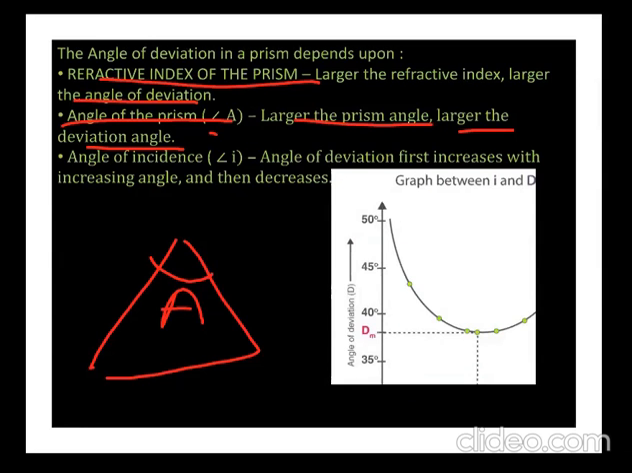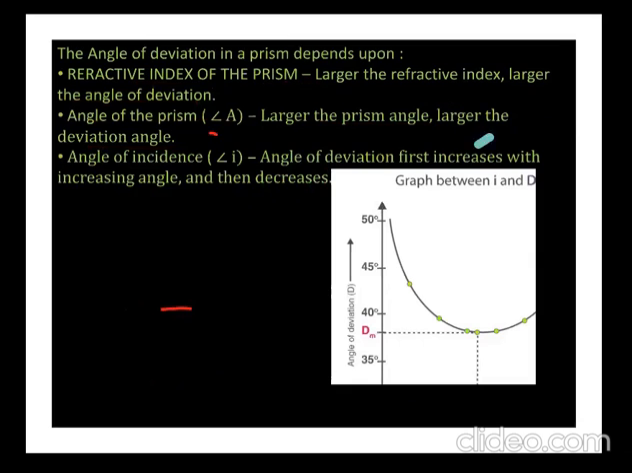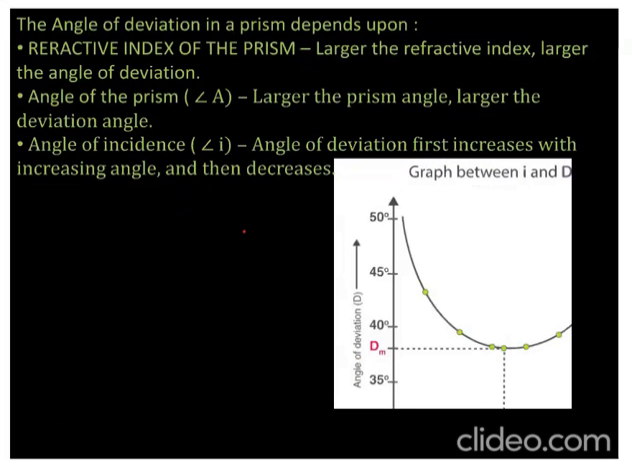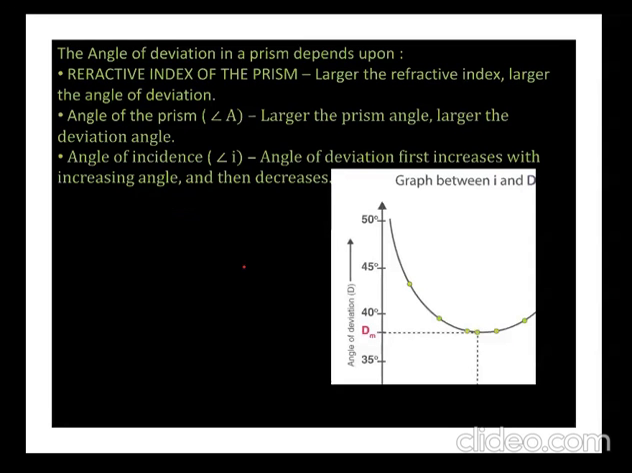And let's see the third factor on which the angle of deviation depends. The third factor is the angle of incidence. So here on angle of incidence, it is how it is depending. Let's see. Angle of deviation first increases with increasing angle of incidence. जैसे जैसे angle of incidence बढ़ता है, angle of deviation initially it increases, but then it is going to decrease, right? So this is your graph for angle of deviation. I think the graph has little bit got cut.